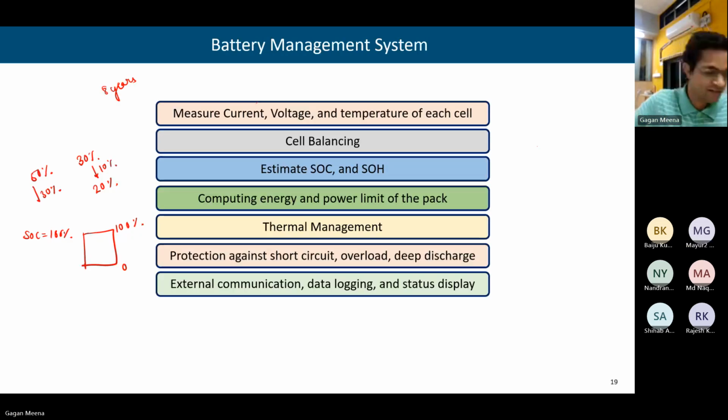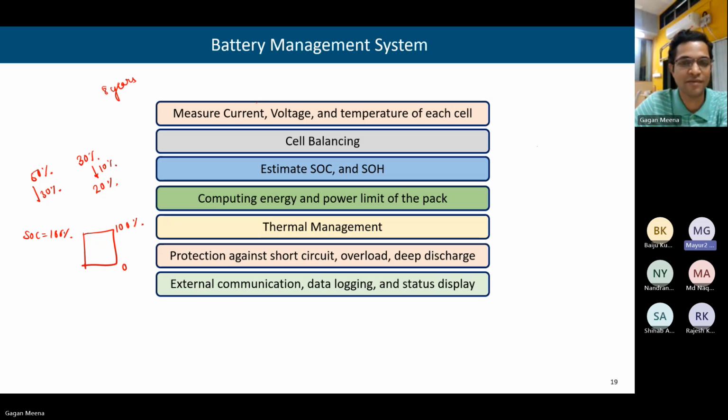So these chemistries are available. Some are under research. 10C is, we can say, under research. But yes, LTO is commercially available. But I don't know exactly up to how much. Exactly what is the largest C rating available right now in the market, that I am not aware of. But all these chemistries are commercially available.